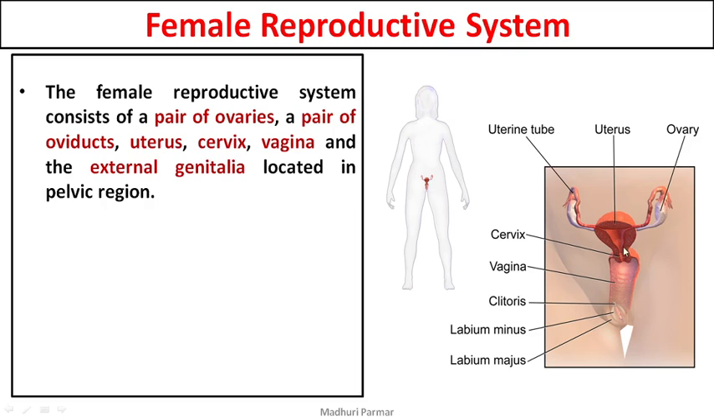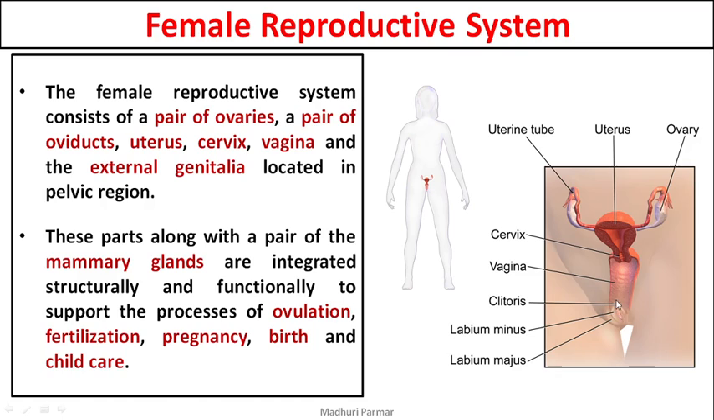After uterus, there is a muscular narrow cavity which is known as cervix. Cervix opens up into a huge cavity which is known as vagina. Vagina then opens out, and there you can find the external genitalia. So, all of these together constitute the female reproductive system.